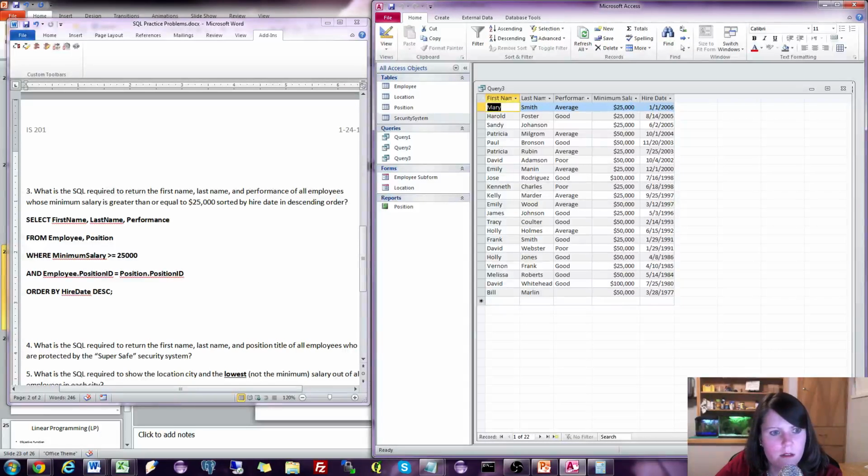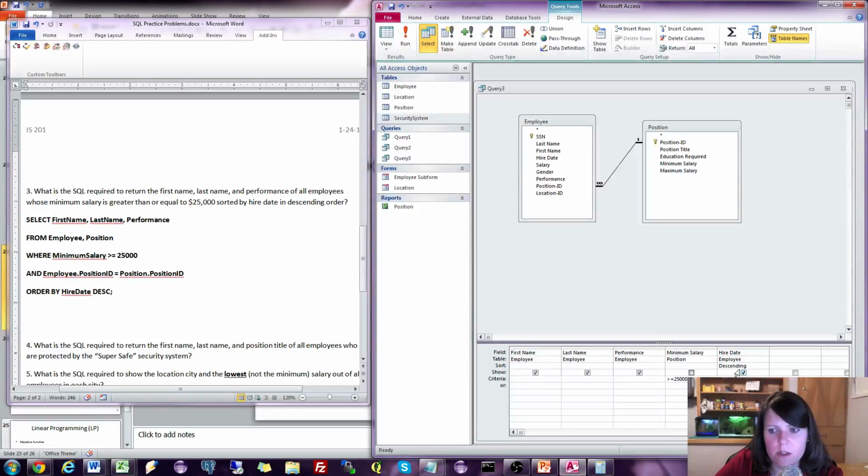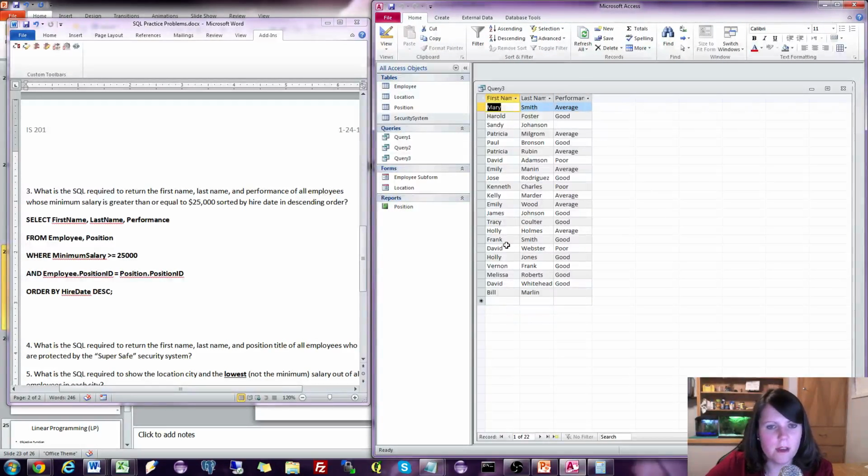Okay. So now we've got everything satisfied. Minimum salary is greater than or equal to 25,000, and hire date is sorted in descending order, so it's getting further and further into the past. But in the design view, we don't want to show any of these. So that is our resultant query. Again, stop me if you have questions about that. You probably caught the mistakes I was making as I was going, which is good.